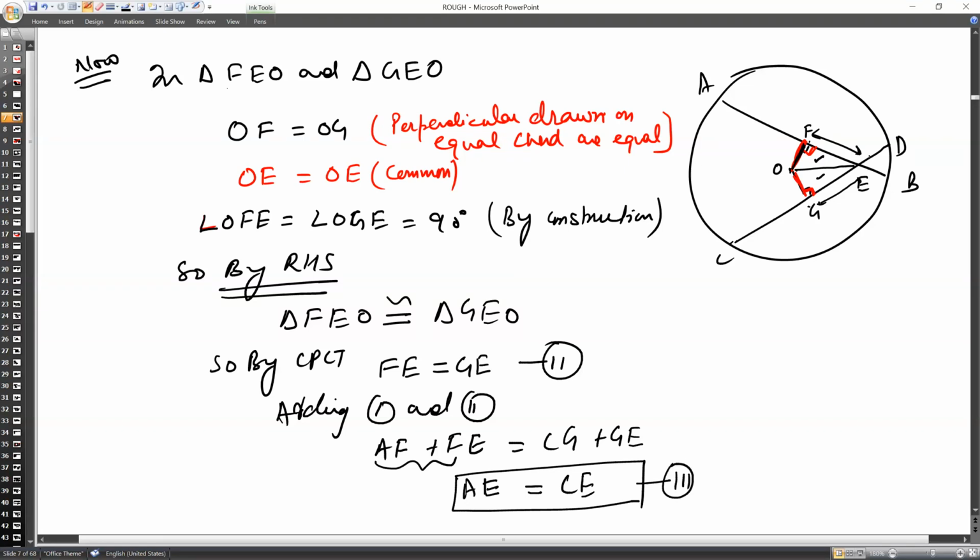Now what do we need to prove? We need to prove that ED is equal to EB. We need to prove this last portion, that this is equal to this. Now you know that this whole red line, which is the chord AB, and this whole other red line, that is CD, they both are equal. They both are equal.